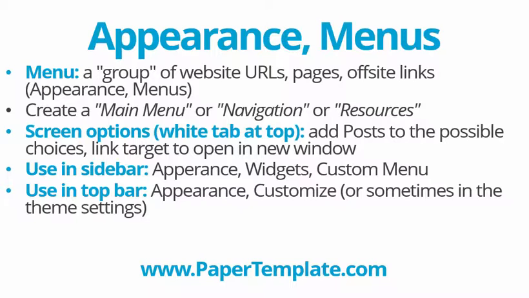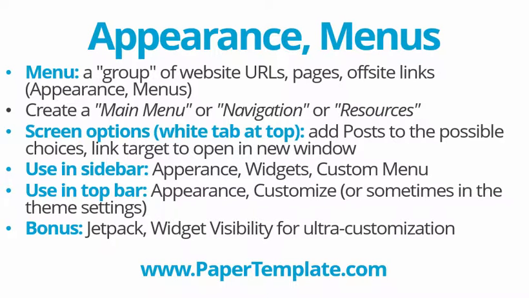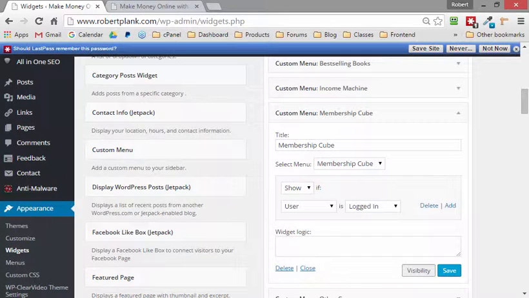So your theme might be old, your theme might suck, and you might not be able to put menus in places. But I know that the official WordPress themes all have this, and many of the paid premium themes have this as well. And for extra ultra customization for your sidebar, you can use Jetpack and the Widget Visibility plugin to hide or show the widgets on your site.